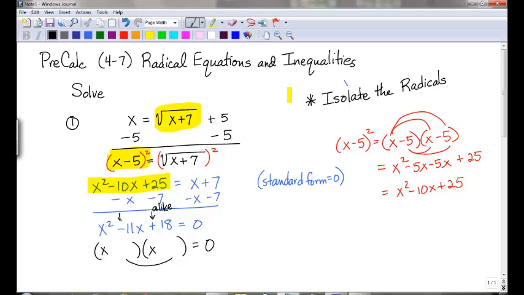This tells you what they definitely both are. They're both negative. Two numbers that multiply together to give you 18, and they add together to give you 11. If this is a plus sign, they add together to give you 11. So 9 and 2. You get it factored, and then set each one of those equal to 0.